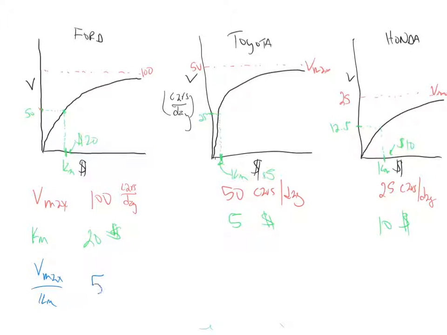So that literally means that Ford can do 5 cars per day per dollar. Whereas Toyota, 50 divided by 5 is 10. Okay, so that's 10 cars per day per dollar. And then finally we have Honda, and it's 25 divided by 10, which is 2.5. 2.5 cars per day per dollar.